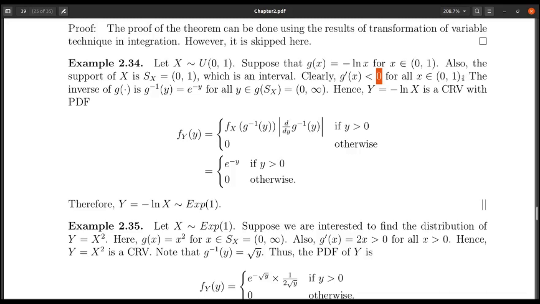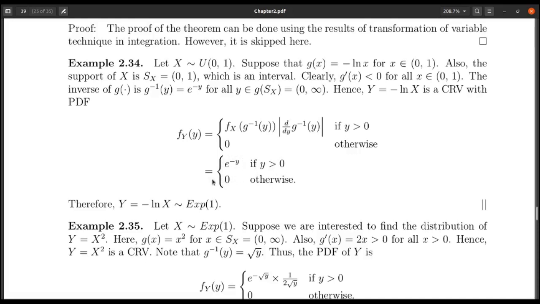That means Y, which is minus log X, is a continuous random variable, and now I can find the probability density function of Y in terms of the probability density function of X using this formula. But first I need g inverse of y, and it is easy to see that it is e to the power minus y. Plugging e to the power minus y in and taking the derivative gives minus e to the power minus y, and because of the modulus it turns out to be e to the power minus y. And f_X at the point e to the power minus y is 1 if y is greater than 0, and 0 if y is less than or equal to 0. That's why the density function becomes this.